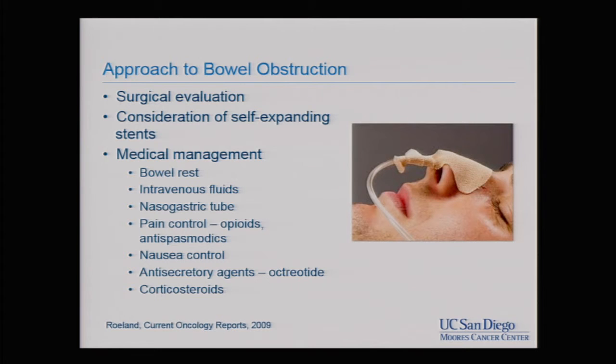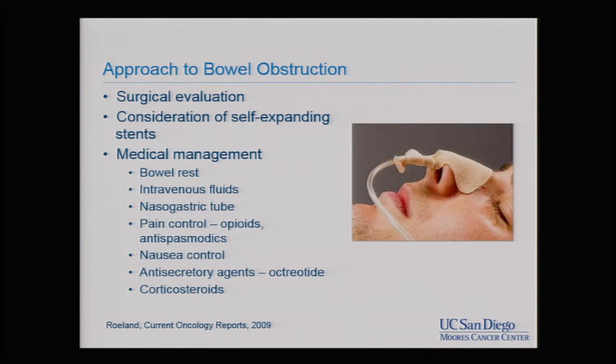There are different approaches to management of bowel obstruction. The surgeons are usually involved. They would need to do an evaluation to see if there's anything that we can do that's reversible. Sometimes if there's a clear target that we can put a stent in, that's done. And there's a lot of growing interest in effectively using those. But medical management is the cornerstone of malignant bowel obstruction management.